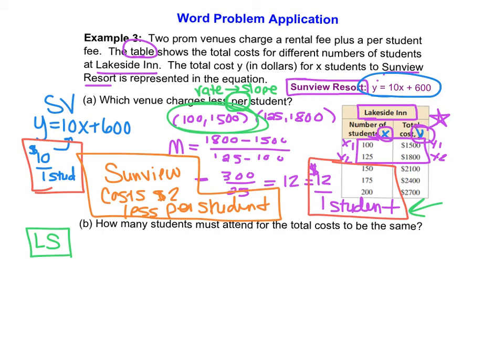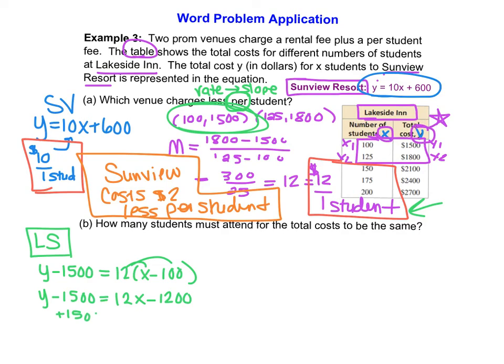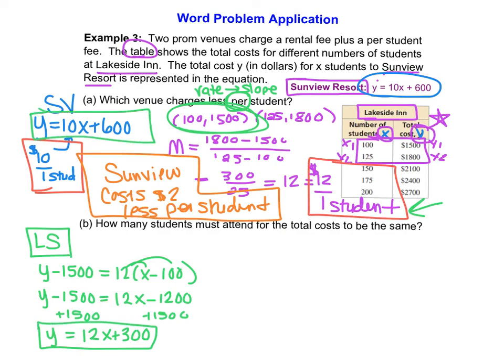So we're going to start in point slope form, so I have y minus 1500 is equal to my slope of 12 times x minus 100. I distribute, so I have y minus 1500 is equal to 12x minus 1200. We then add 1500 to each side, and we have y is equal to 12x plus 300. So here I have my equation for Lakeside Inn. So I have an equation for Sunview and an equation for Lakeside Inn.